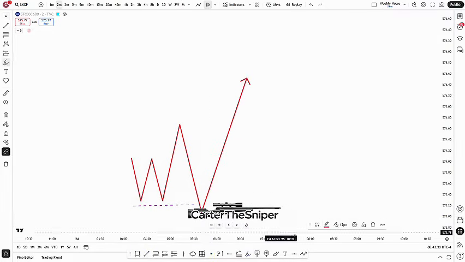Let's do it like this. Green for main push. So this becomes main push, right? And then obviously this is where the main push finished. And let's say you're seeing this on the M15 or something. So on a lower time frame, you know, you can trade this.